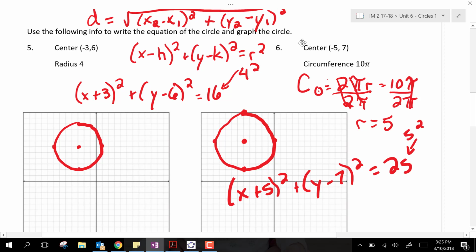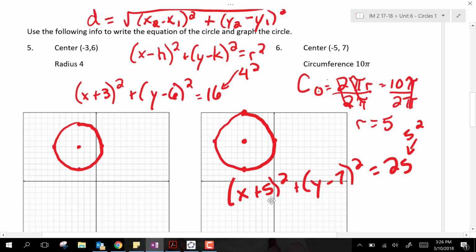Number 6, we have the center and the circumference. So we need the center, but we need the radius as well. So if we recall, our circumference formula is 2 pi r, and we set that equal to 10 pi because that's what our circumference is, and we solve for r. Well, if we divide by 2 pi, the 2 pi's cancel out, we get r by itself, and 10 divided by 2 is 5. So radius is 5.